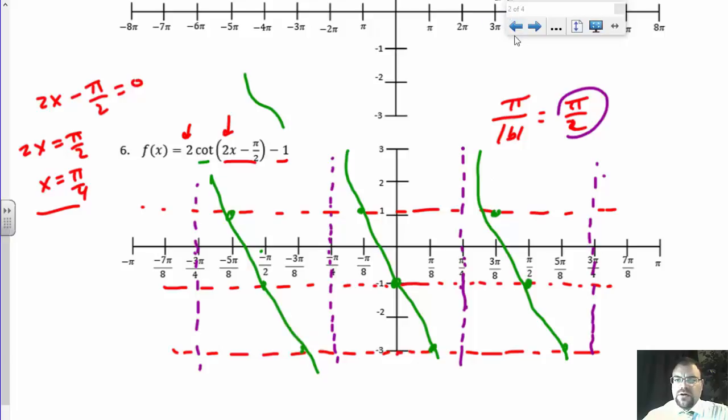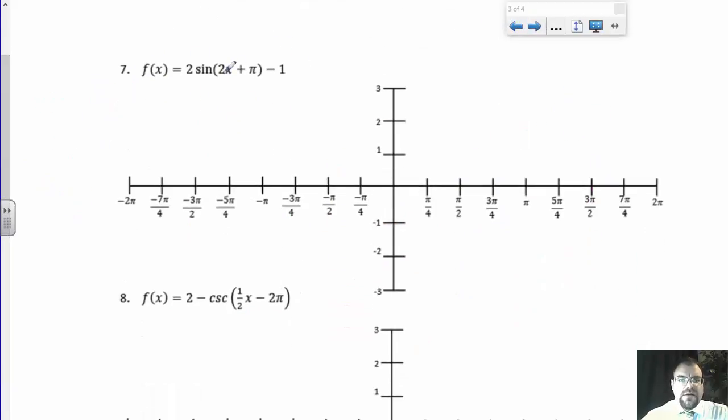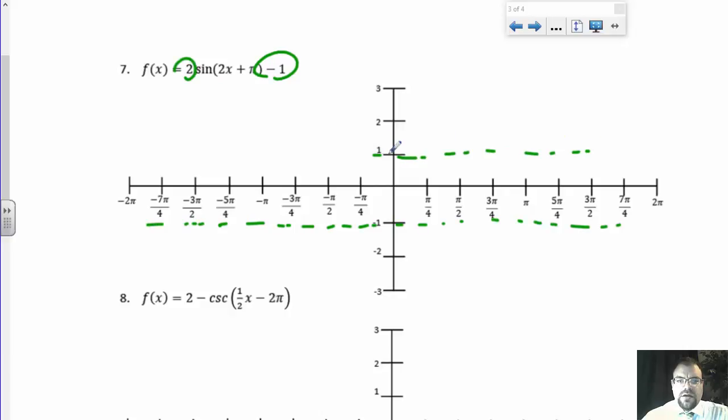And we'll go on to number 7. All right, let's just go on through this. This is a basic sine graph, so negative 1 is your shift. Negative 1, that's your center line. 2 is the coefficient of sine, so we go 2 up from the middle line, and 2 down, which is at negative 3. So your graph will go up and down between the top and bottom here.